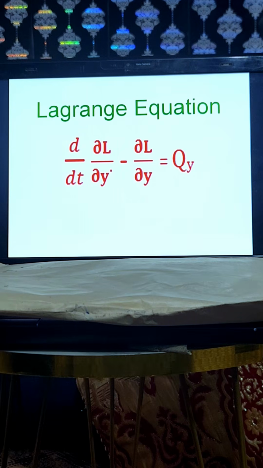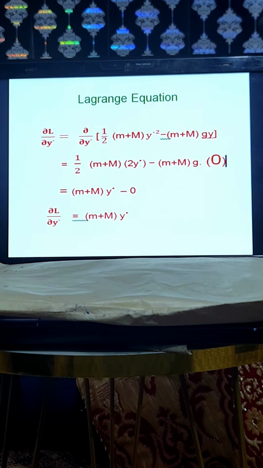Lagrangian equation of motion is d over dt of partial L over partial y dot minus partial L over partial y equal to source term qy. We can observe that in the Lagrangian equation there are two types of terms, one velocity terms and the other position terms. Taking the derivative of the Lagrangian with respect to y dot and y. When we take the derivative with respect to y dot, we get 1 by 2 m plus capital M into 2 y dot minus 0, which is m plus capital M into y dot.